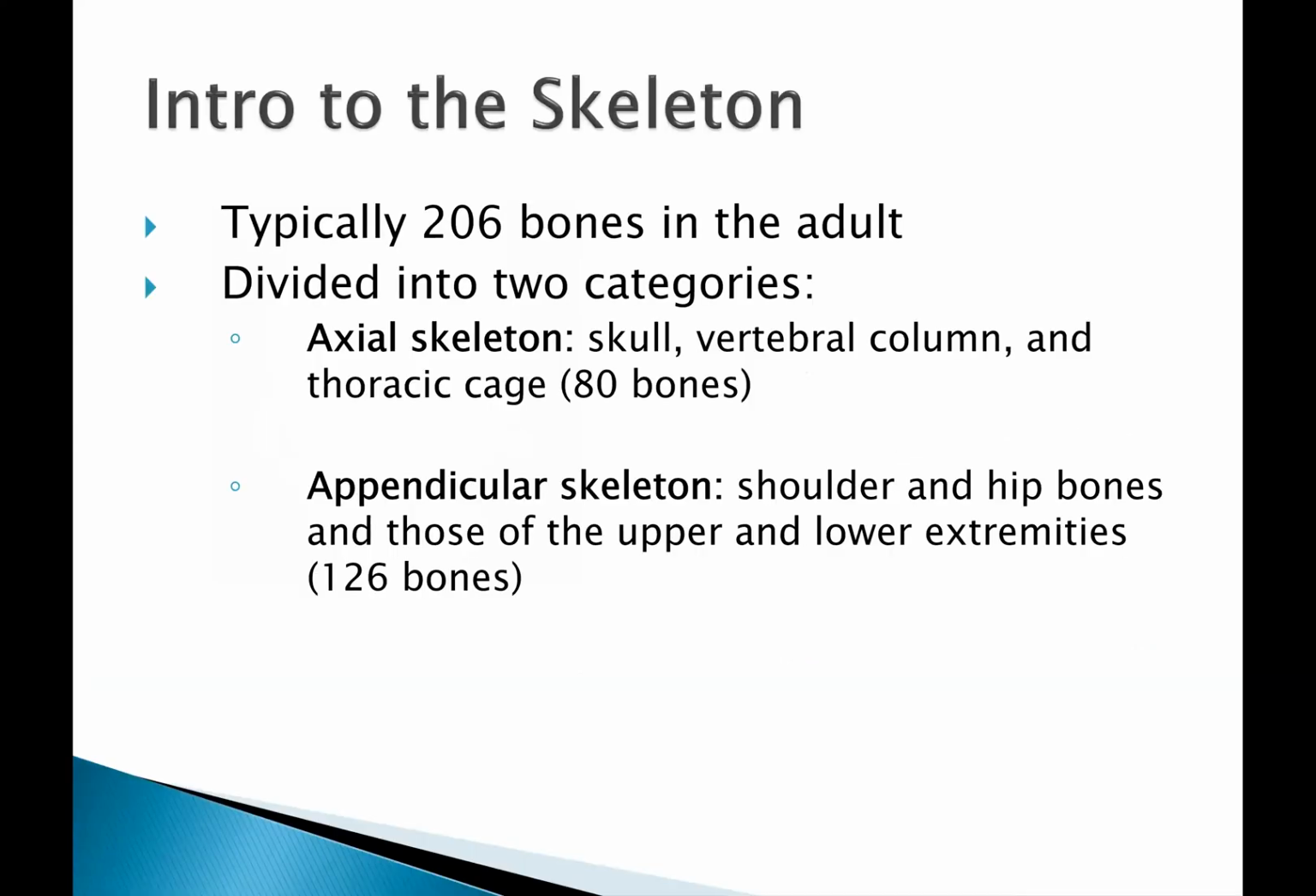So as I mentioned before, your skeleton has typically 206 bones in an adult. In children, there tend to be more bones when we talk about bone counts, but there are 206 in the adult. In the axial skeleton, which includes the skull, vertebral column, and thoracic cage, there are 80. And in the appendicular, the upper and lower limbs, you have 126.